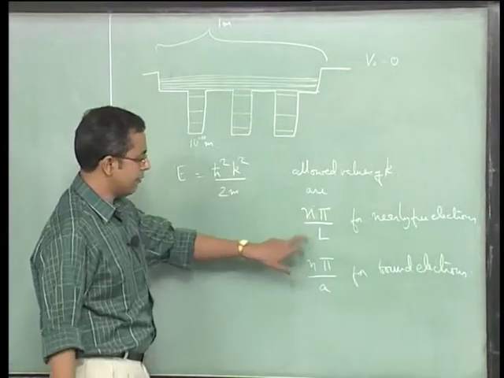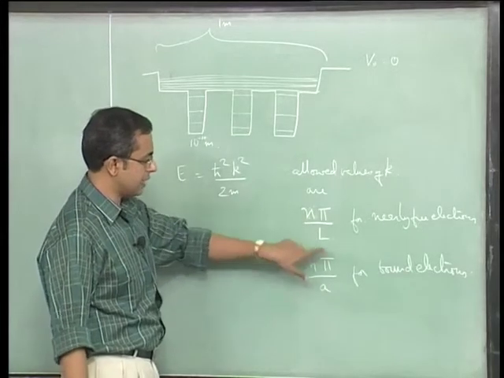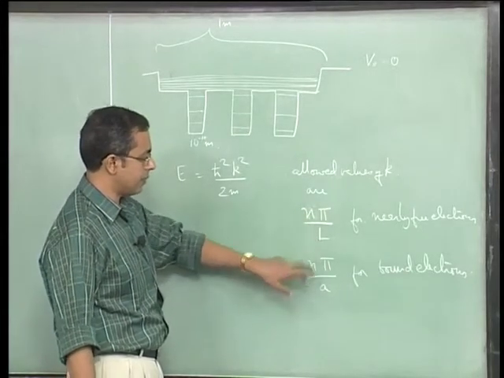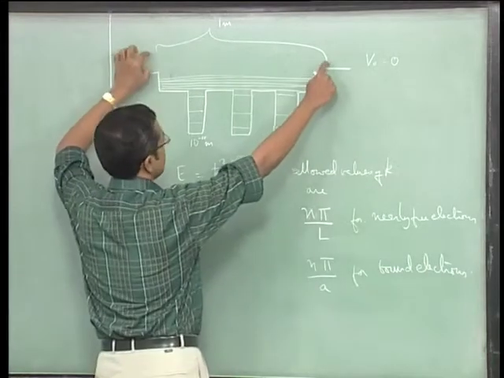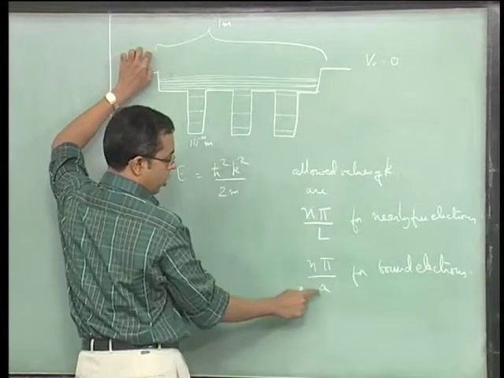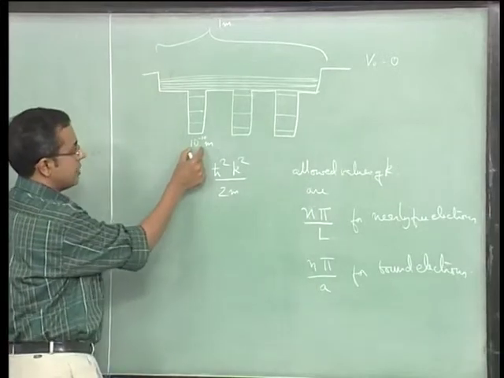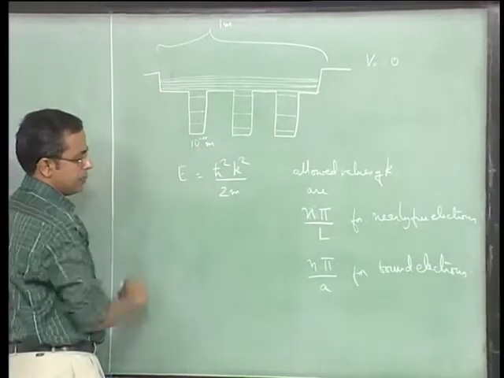And the difference, as you can see, is that the form is exactly the same, n pi by some length dimension. It is only a question of whether this length is 1 meter, if it is for a nearly free electron, or it is A, which is sort of the atomic dimension, which is here. Okay, so that is the difference between the two of them.